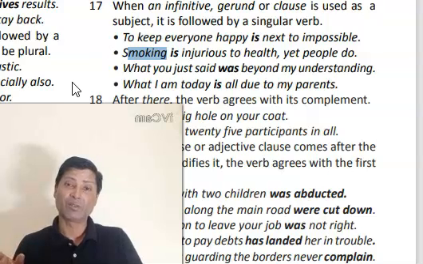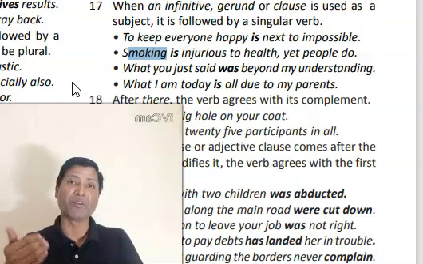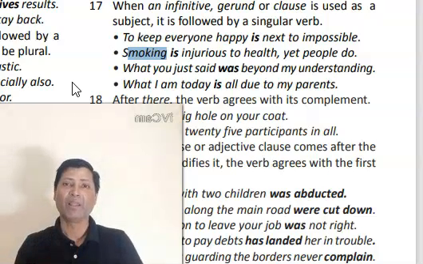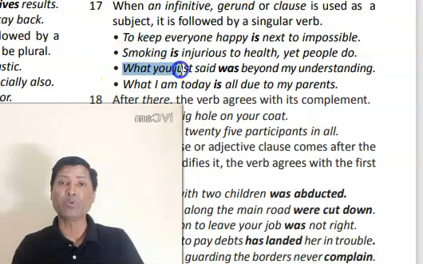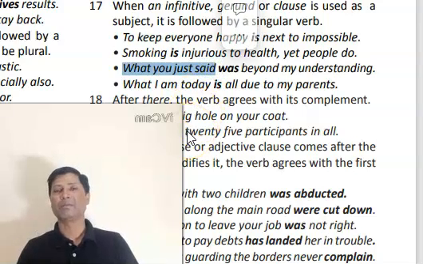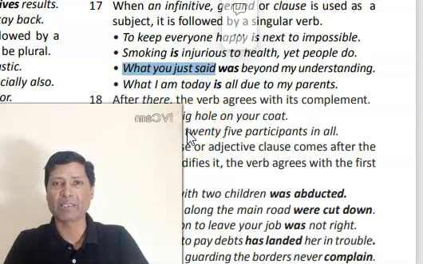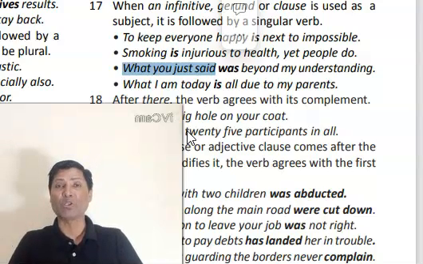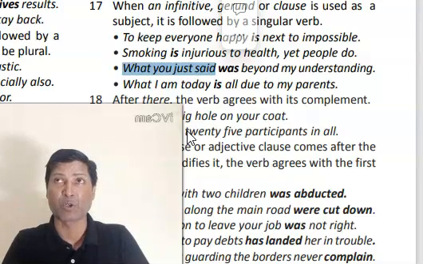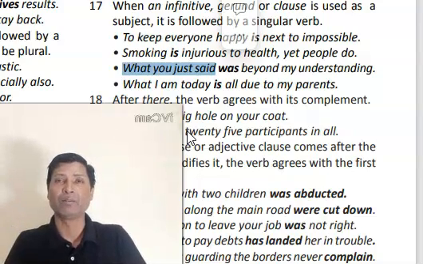When a gerund is used, what is a gerund? Gerund is actually a verbal noun. Infinitive is also a verbal noun, which I'll discuss in the infinitive and gerund part. What is a clause here? You can see here the clause: what you just said. So you is a subject, said is a verb. So this highlighted part is a clause. And when a clause is used as a subject, I repeat, it is singular and is followed by a singular verb.